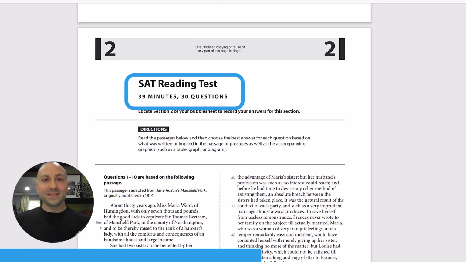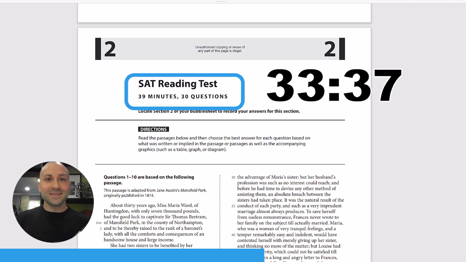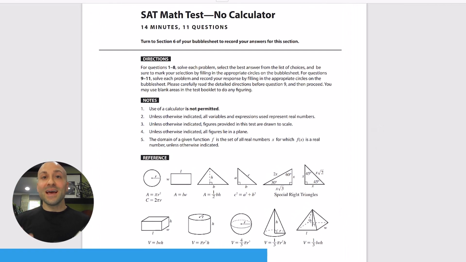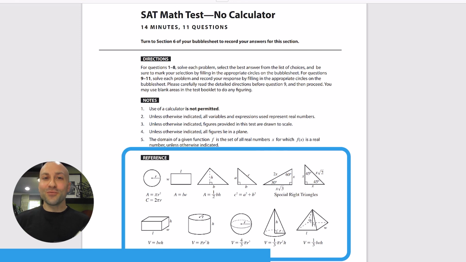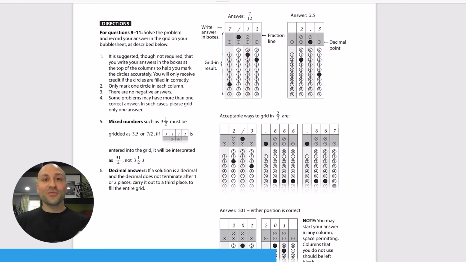It gives you the time at the top. I would set my timer for 5 minutes less to get that 5-minute warning. Notice that on the SAT math sections, you'll be given certain formulas that you can reference throughout the section. And then notice these details for the gridded response questions specific to the SAT math with calculator as well as the SAT math non-calculator sections.